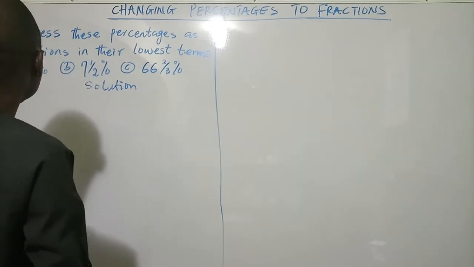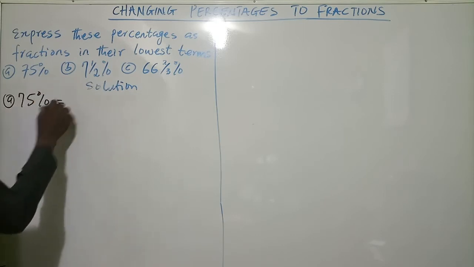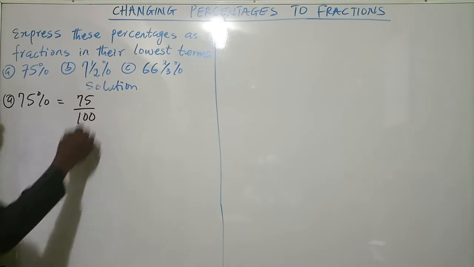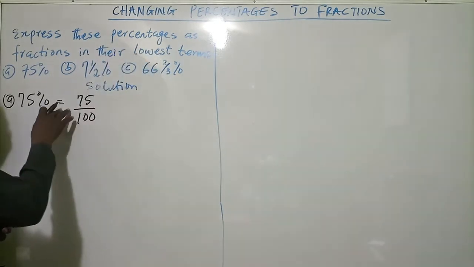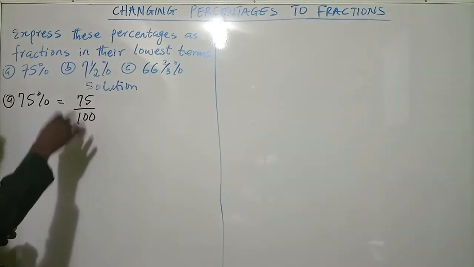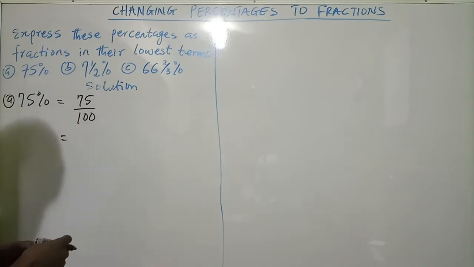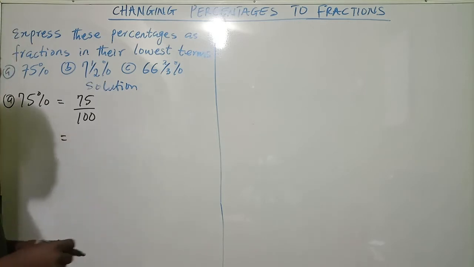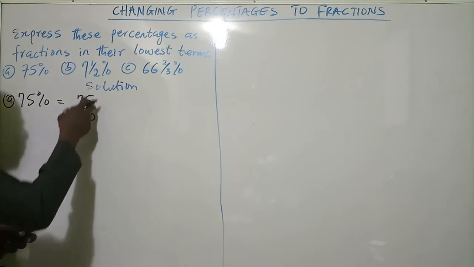So let's take the very first one now. 75%. This is the same thing as saying 75 over 100. Now the question says we should express as a fraction in its lowest terms. So what do we do here? We look for something that can divide both of them, their common factor. Remember from our divisibility rule, a number is divisible by 5 if it ends with 0 or 5. So that means that 5 is their common factor.